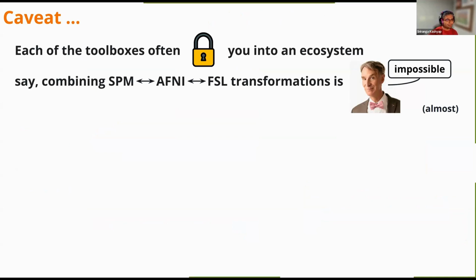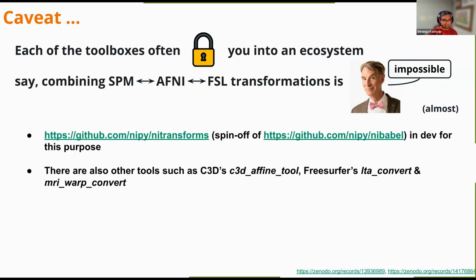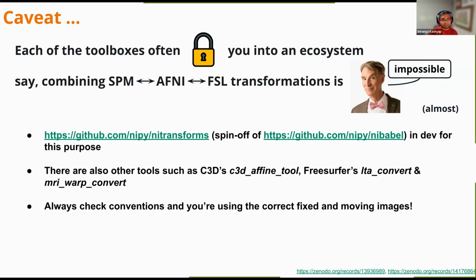But almost impossible, because again, our friends in the community are developing tools like nitransforms, which is a part of the NiBabel, NiPy community, for this specific purpose. There are other tools like C3D, C3D Affine Tool, FreeSurfer's LTA convert and warp convert, which would allow you to change conventions, go from FSL to ANTs, back and forth. And this is why it's important to always check conventions. What are you using? What did you use in the previous step? And using the right fixed and moving images.